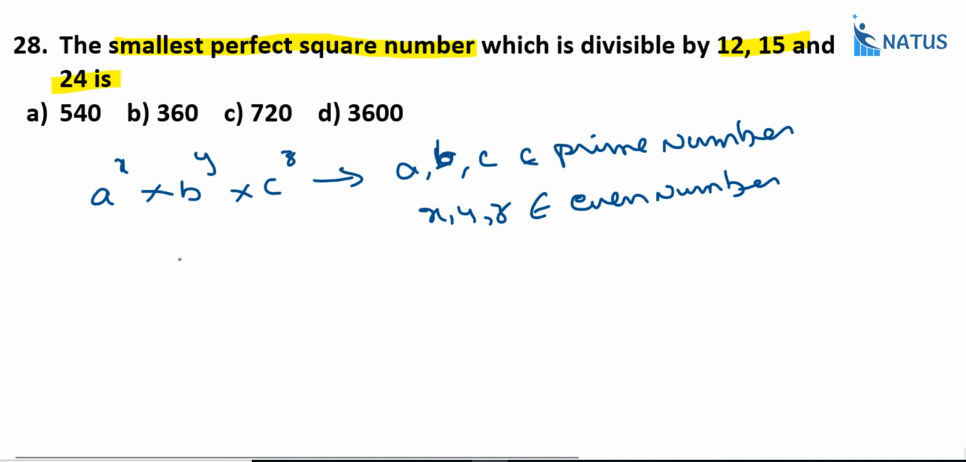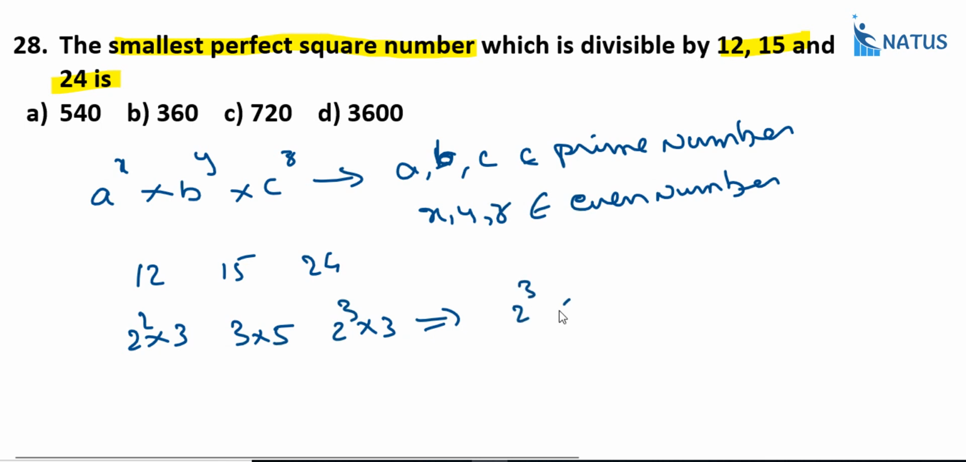Now, here the given numbers are 12, 15 and 24. First we will convert these numbers into products of prime factors, right? Why? Because this number is exactly divisible by these numbers, that means the number must be a common multiple of these numbers. 12 is 2 square into 3, 15 is 3 into 5, and 24 is 2 cube into 3. Now, what is the LCM of these numbers? That is equal to 2 cube into 3 into 5.